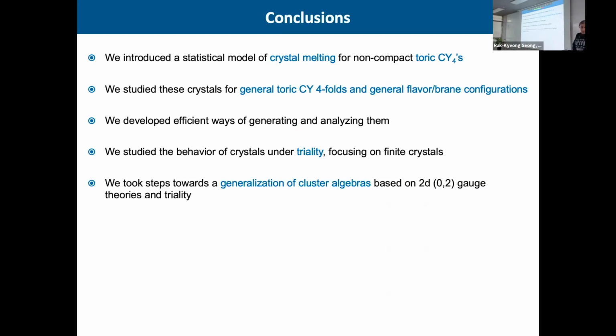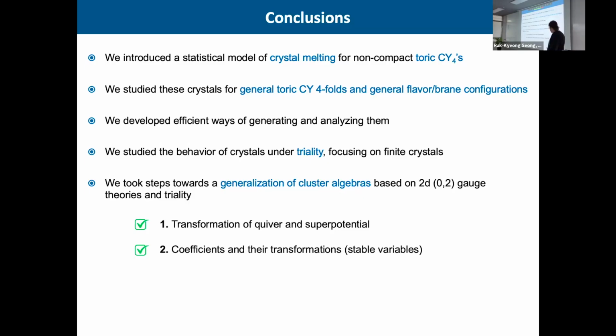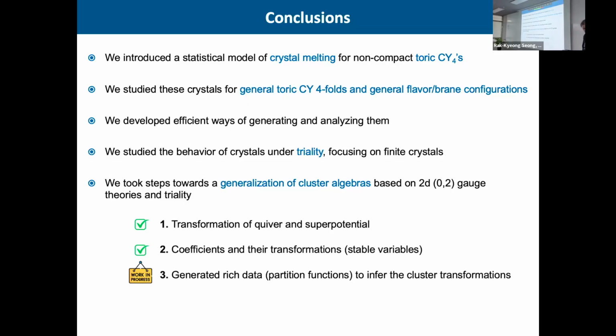And the driving idea, at least for me, is that I want to come up with some generalization of cluster algebras based on 2-dimensional (0,2) theories and triality. So what do we have so far? The transformation of the quiver and superpotential, we had it from the start. I would say that the coefficients in the transformations, which are the stable variables, we almost had from the start. It's there, and we have some nice rich data here. We can generate more if you want, but the one that we have already is quite enough.